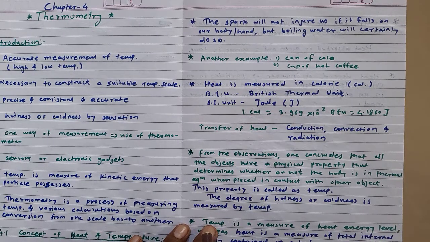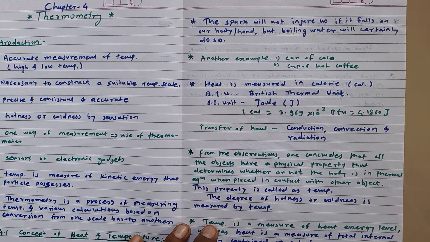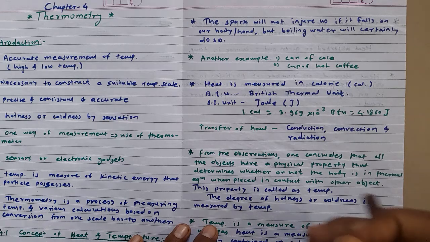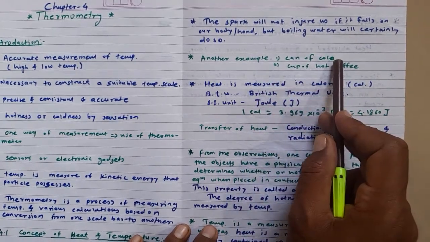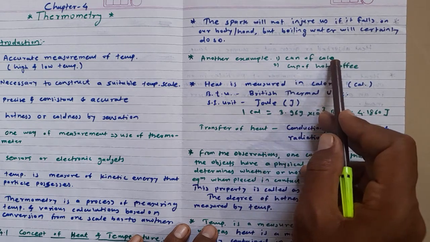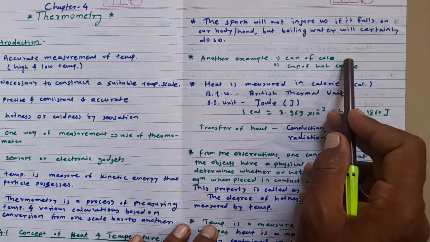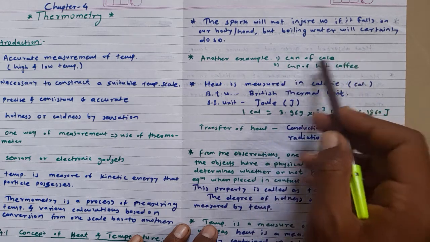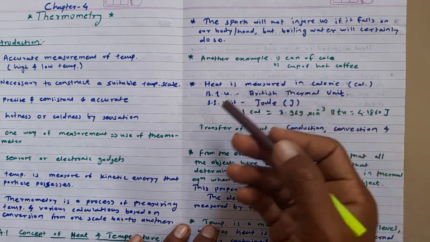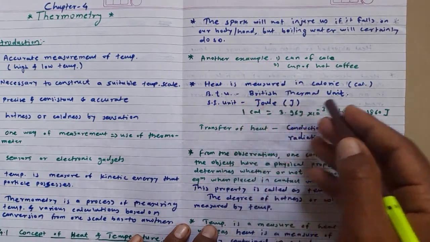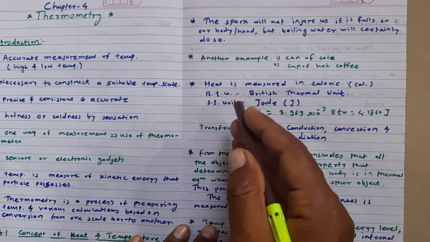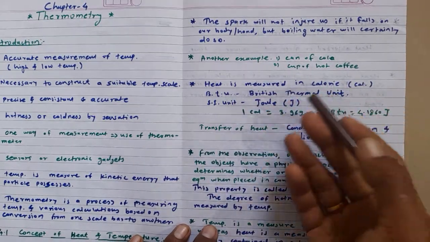Another example we can give is a can of cola from our refrigerator, right? The summer is going on, so consider that can of cola. If we keep that can of cola in the kitchen, its temperature rises rapidly initially and then more slowly until the temperature of that cola reaches the room temperature.